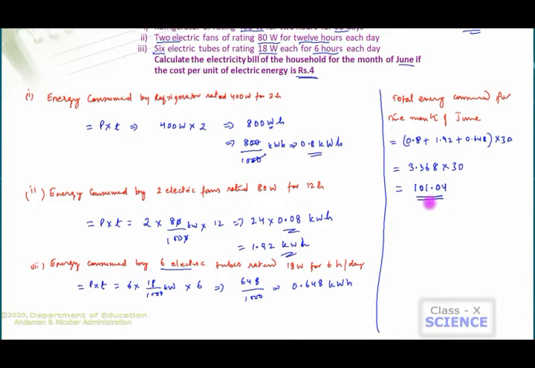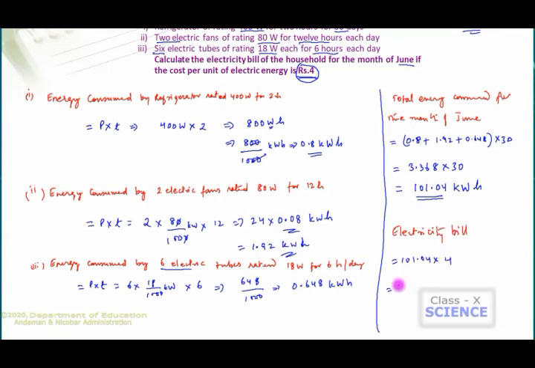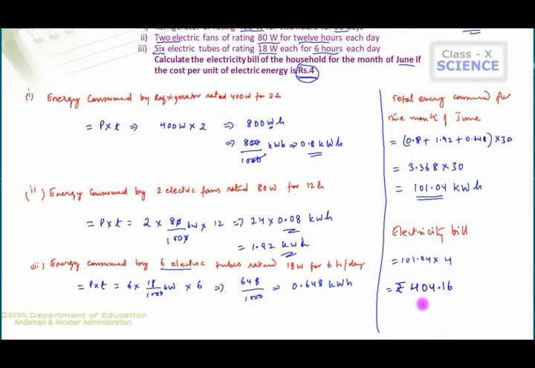Now we have to find the total amount, and this is kilowatt hour. We know that 1 kilowatt hour is equal to 1 unit. So here in the question it is given that you have to find the cost per unit of electrical energy, that is rupees 4, right? Total units consumed is 101.04 units. So each unit costs 4 rupees. Total cost could be found out multiplying it with 4, right? So the electricity bill of the household for the month of June will be, that will give you rupees 404.16. Got it, children? Hope you understood the numerical problem.